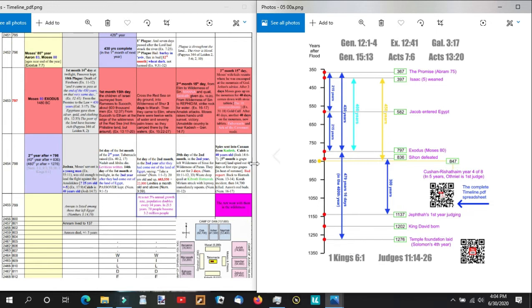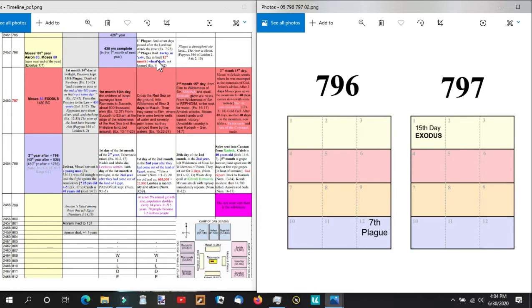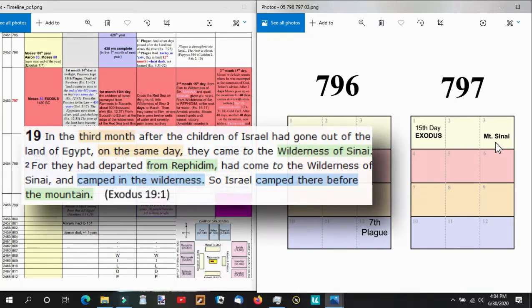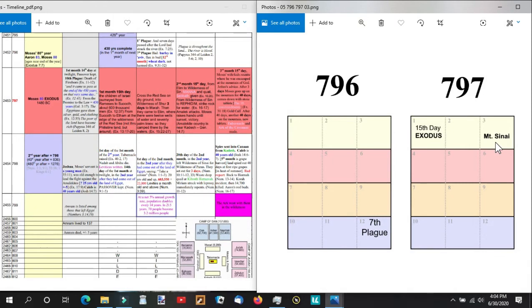So we saw in a previous video that the 7th plague was in the 12th month of year 796 from the flood, and the Exodus was in the 1st month of the next year, 797. They left Egypt on the 15th day of the 1st month, and we will see them at Mount Sinai in the 3rd month. The location of Mount Sinai is still debated, and a lot of the locations after the Exodus are still based on speculation. The chronology, however, is not speculative, but precise, so we'll focus on that and 4 specific events that happened between Egypt and Sinai.